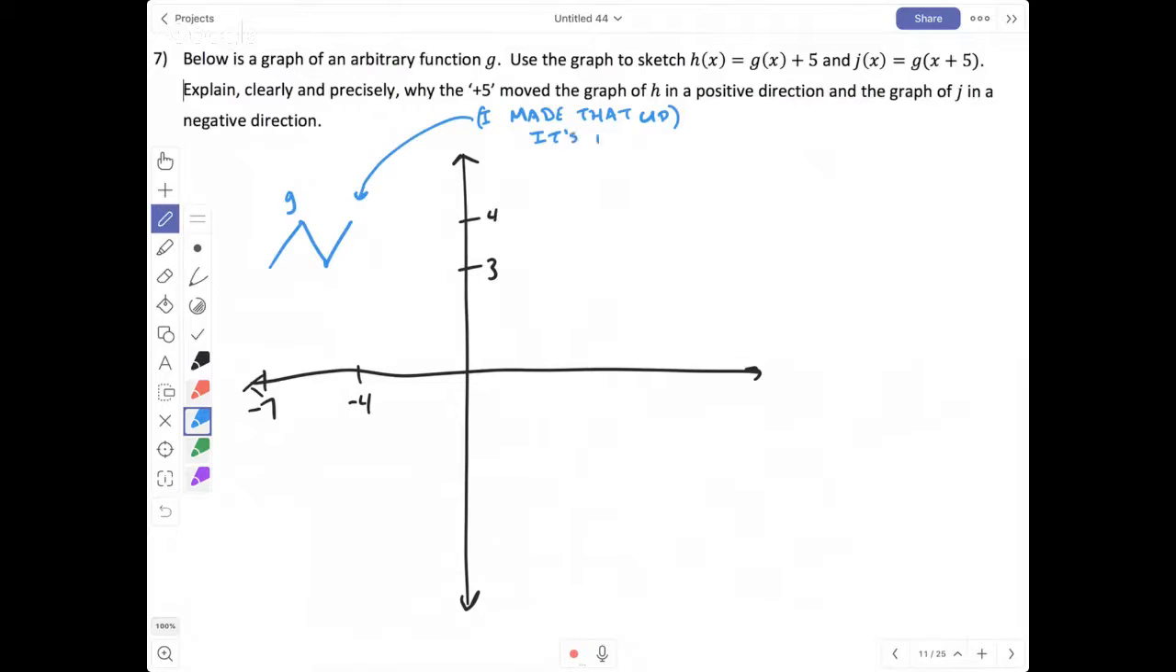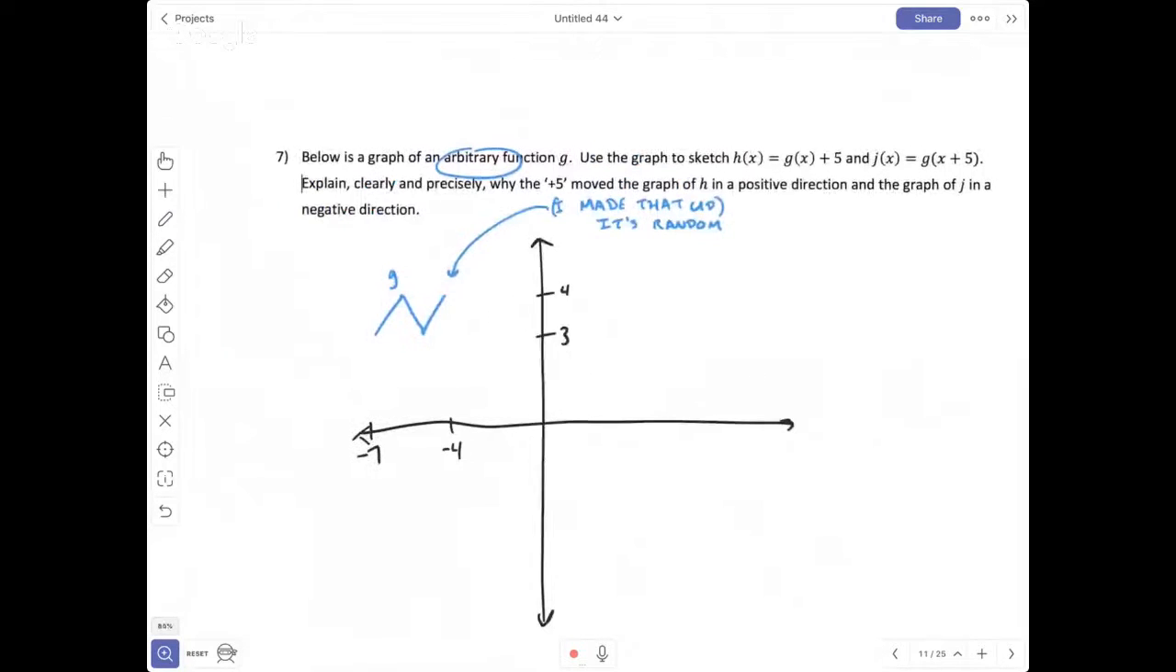It's random. That's what that means. Cool. Okay. But now we can actually do the problem. G of x plus 5. Oh, I didn't really leave a lot of space for plus 5. But that's okay. Plus 5.